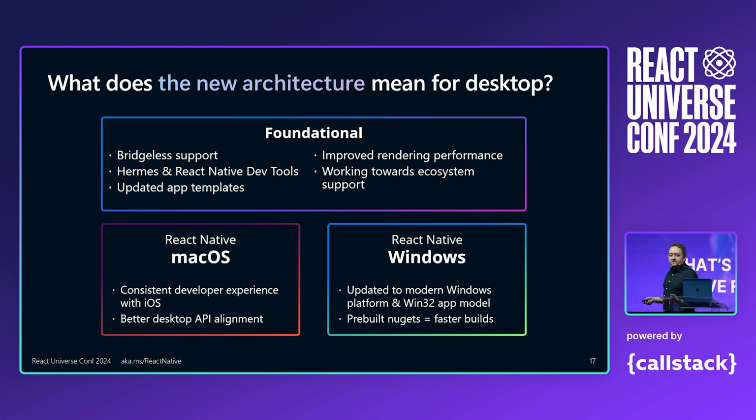So on macOS, we have a slightly easier job. There's a lot of shared code that we get from the iOS implementation, and there's a lot of consistency across the Apple platforms. Windows is a little bit different. As a part of the new architecture, one of the things that we did is we looked at how the React Native for Windows platform itself was architected, and we used the new architecture as an opportunity to explore how we built the fundamental React Native for Windows architecture.